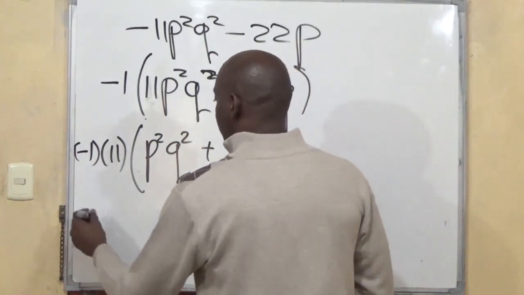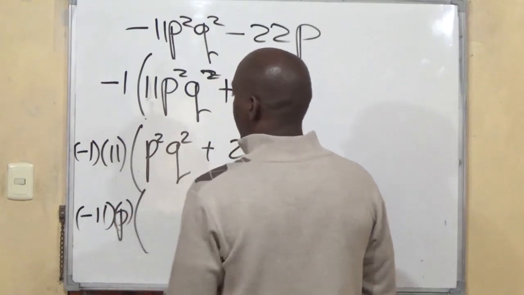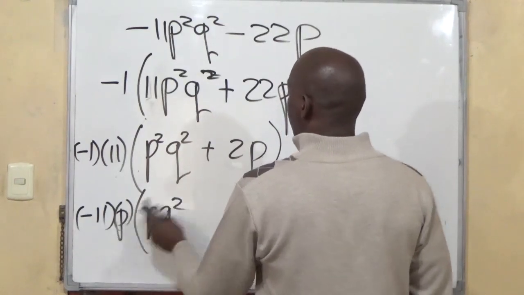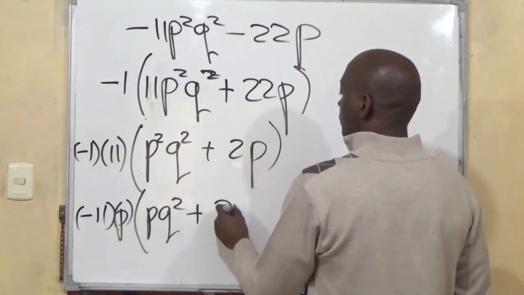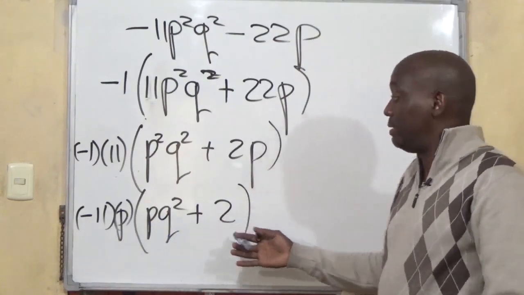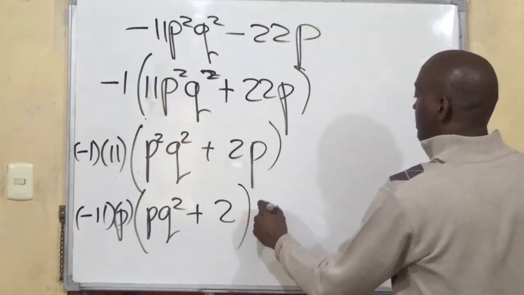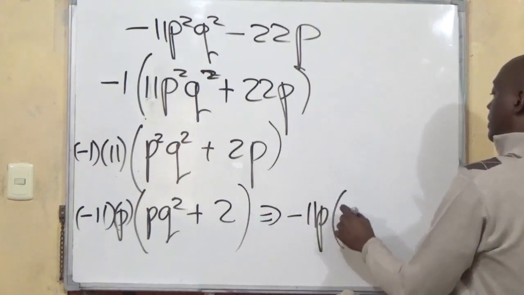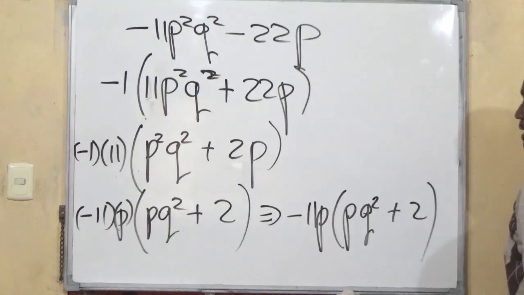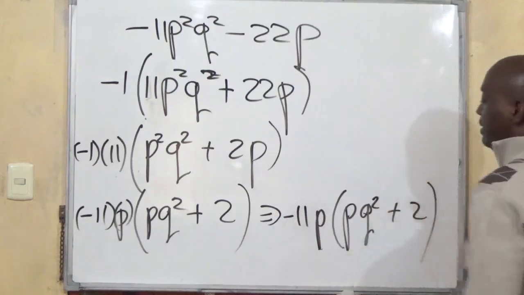So you have minus 11, put that in brackets by p. p into p squared q squared is p q squared. p into 2p is 2. So at this stage, there's nothing more to take out. So that's basically it. You have minus 11 by p q squared plus 2. So the final answer would be minus 11p into p q squared plus 2. That is basically it.